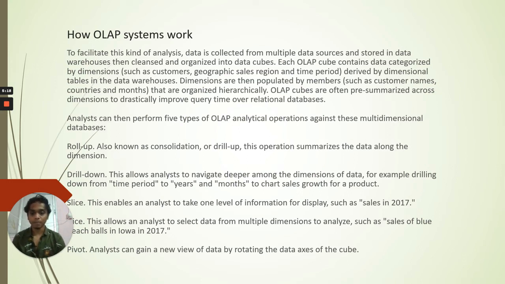Dice displays the other form of data, which allows the analyst to select data from multiple dimensions to analyze, such as sales of blue color balls in 2017. Okay, so the next categorization is pivot. Analysts can gain a new view of data by rotating the data axis of the cube. So pivot is a multidimensional chart where these cubes can be tweaked and we can get the data from this.